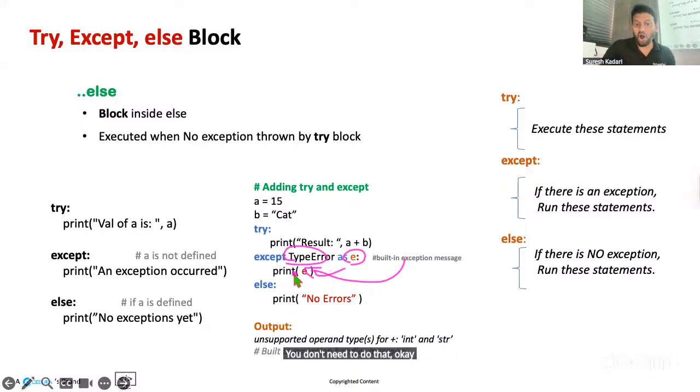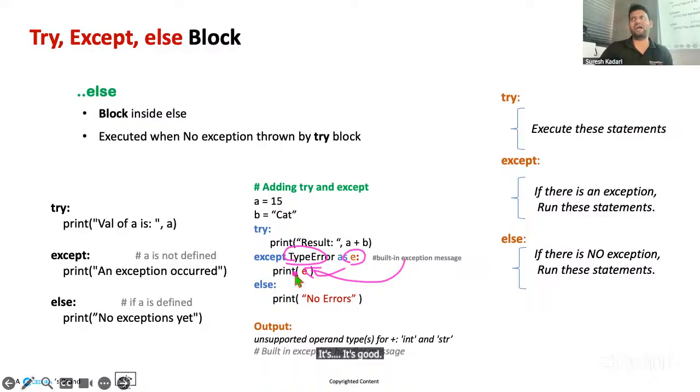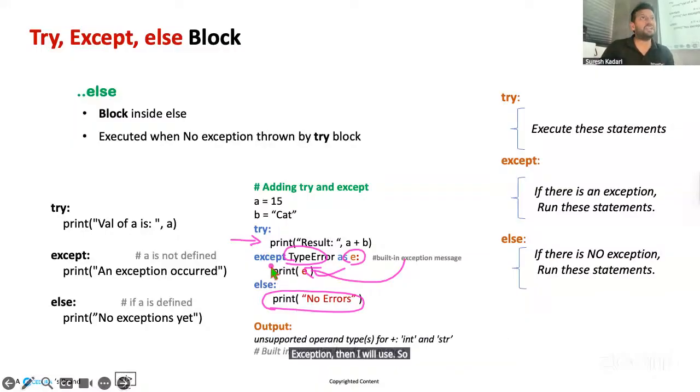Or what if there are no errors? I asked my user to give input, and my user did a good job. Then what should I do? I should thank her. That is where I use else. So I asked for her inputs, and she never gave me a chance to raise an exception. Then I will use else. Whenever an exception happens, except will fire; the else block is executed when there is no exception.